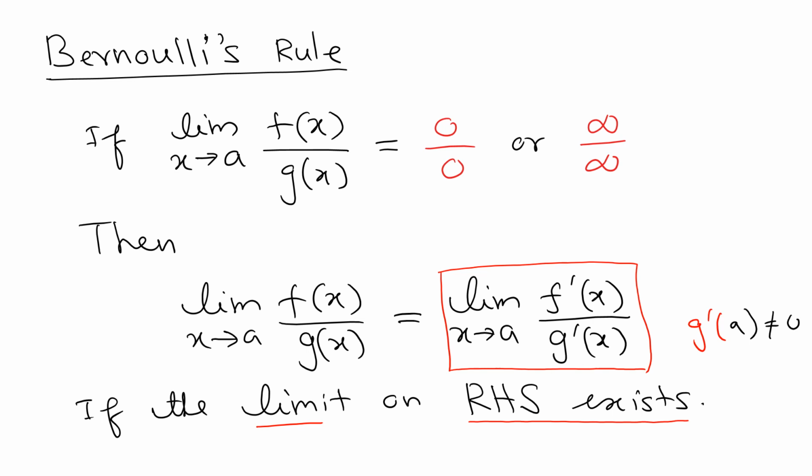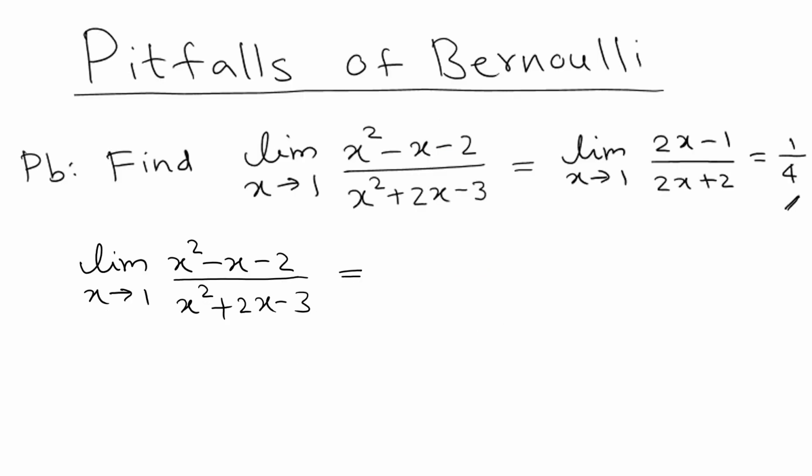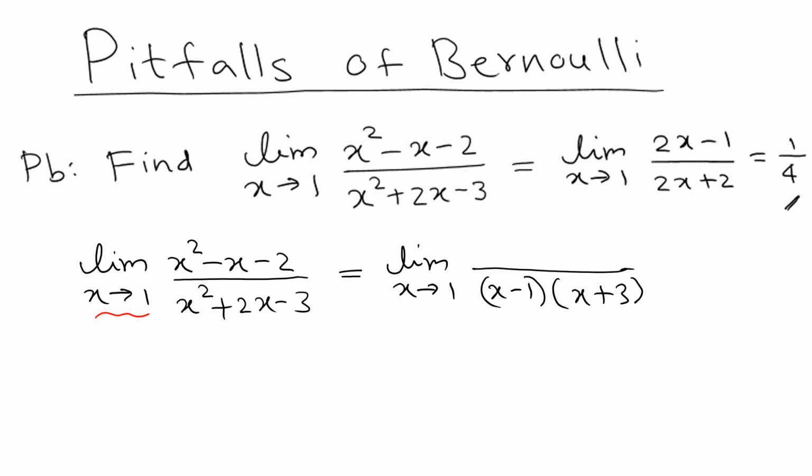Now let's go back to the problem and see what went wrong. Let's see what exactly happened when x goes to 1. For that, we look at the factors of the denominator, which are x minus 1 and x plus 3, and we have x squared minus x minus 2 in the numerator. When x goes to 1, the numerator goes to -2. But in the denominator, because of this special factor, the denominator goes to 0.